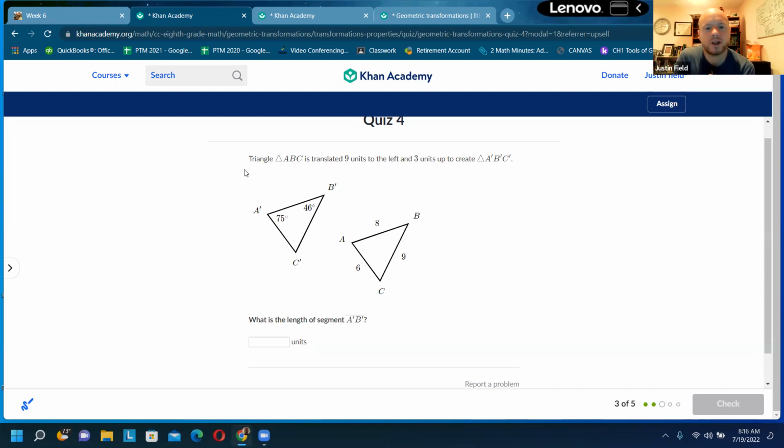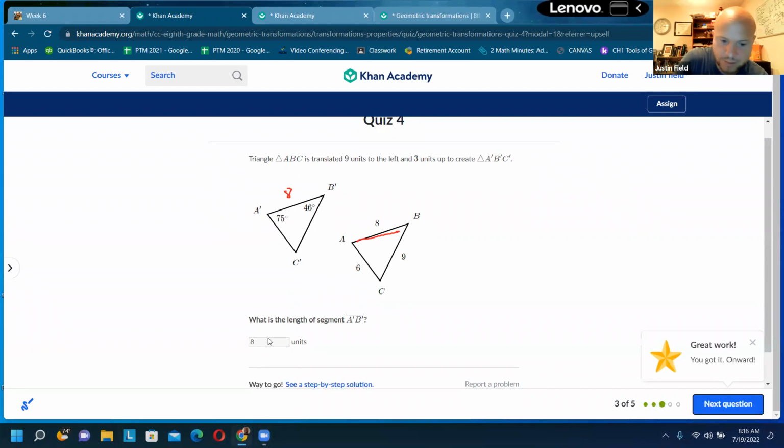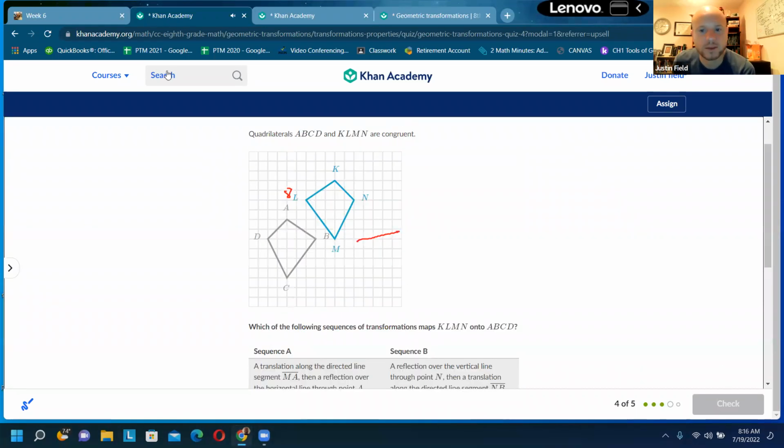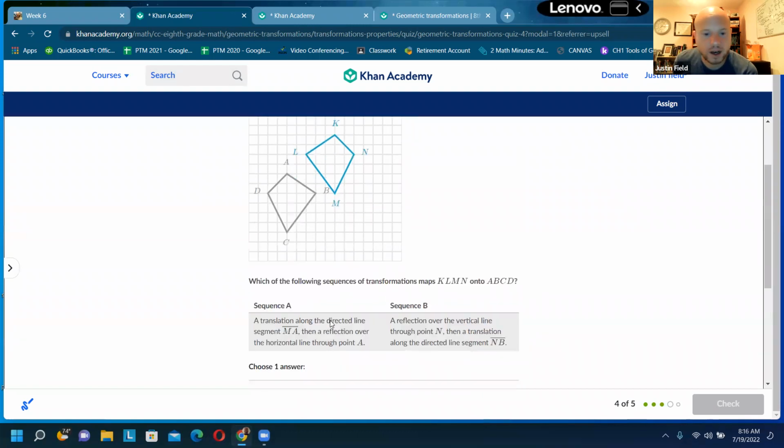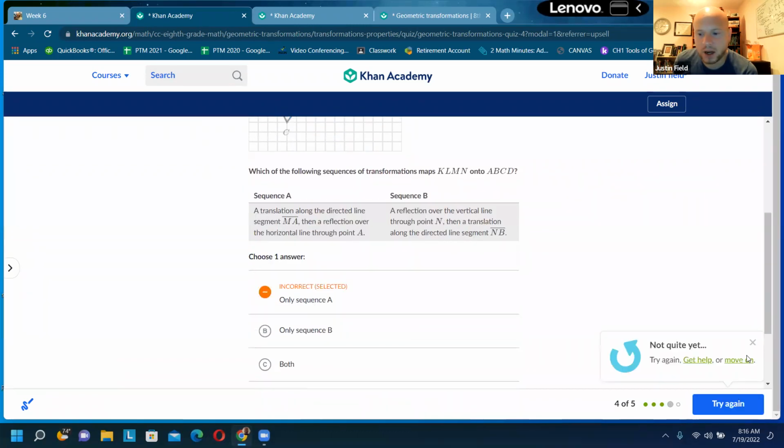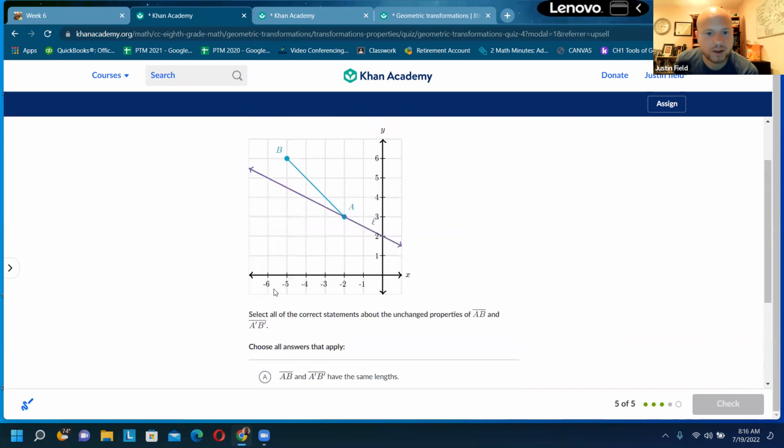Okay. So triangle ABC is translated 9 units to the left, 3 units up. What is the length of A prime B prime? So we know that length is preserved. And so AB is 8. So A prime B prime must also be 8. You see? All right. I'll just let you do that one. Talked about that one enough.